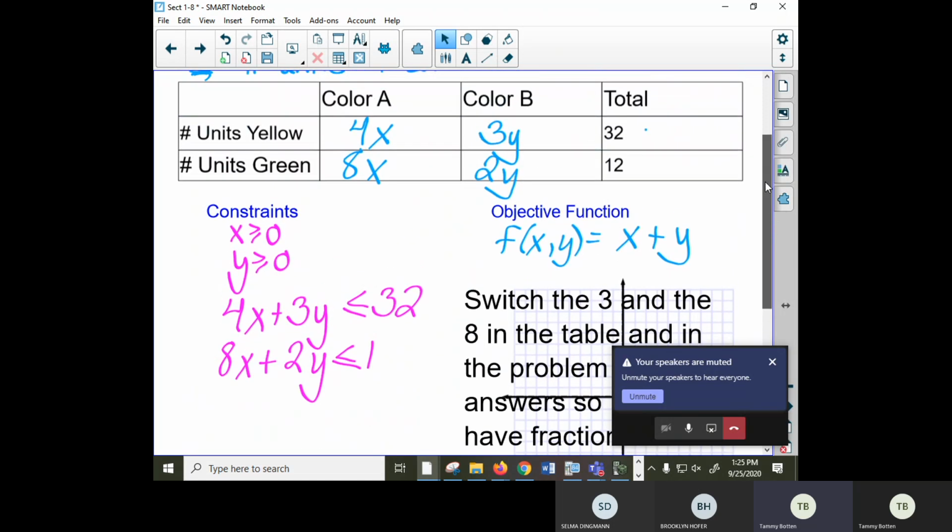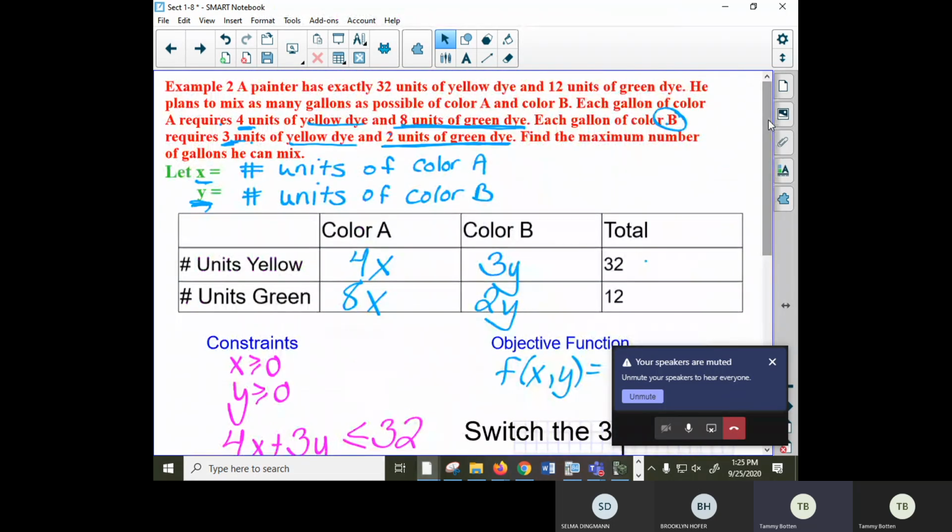And to do that, I changed the numbers on my key, but not on here. What we have to do is change this 8 and this 3. So we're going to switch these numbers just so that we get easier numbers to solve. So that means this is going to become 3x and this is going to become 8y. Sorry about that.